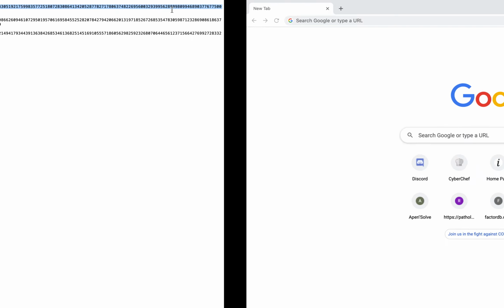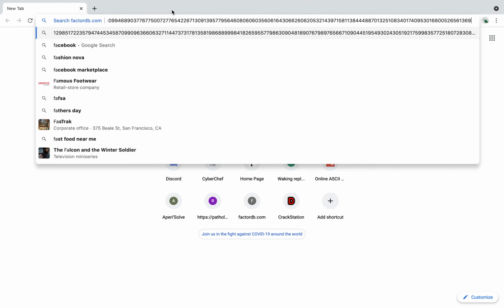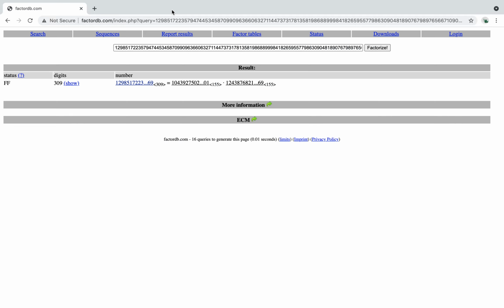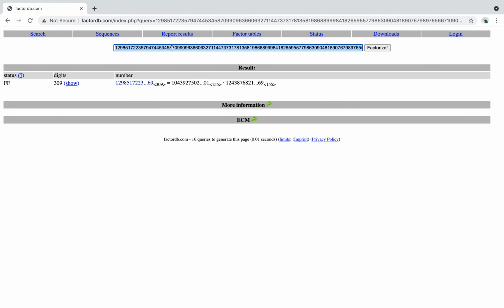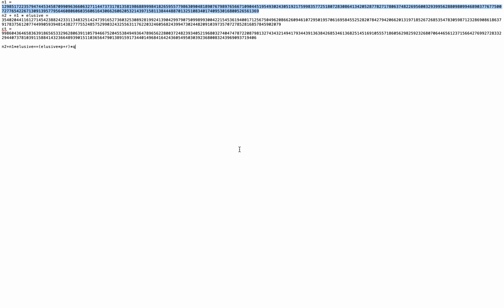So let's see if n1 is factorable. Let's plug it into factor_db, and let's see. Yes, n1 is factorable, but we also want to get the values of p and q. So to do that, we have this.